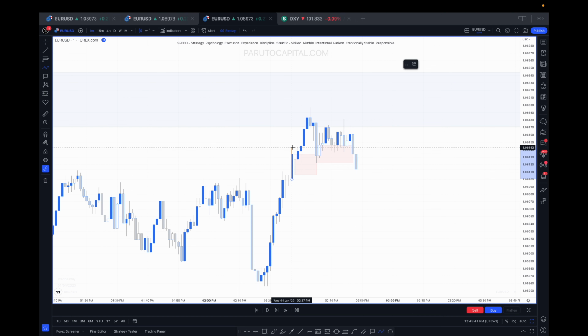So we had this move here, right? Pull back, mitigation of our 15 minutes POI, pull back, price pushed up again, returned, failed to take out this low here, pushed up, returned again, failed to take out the low, pushed up, and then what happens? This low was now taken out after all this rejection.